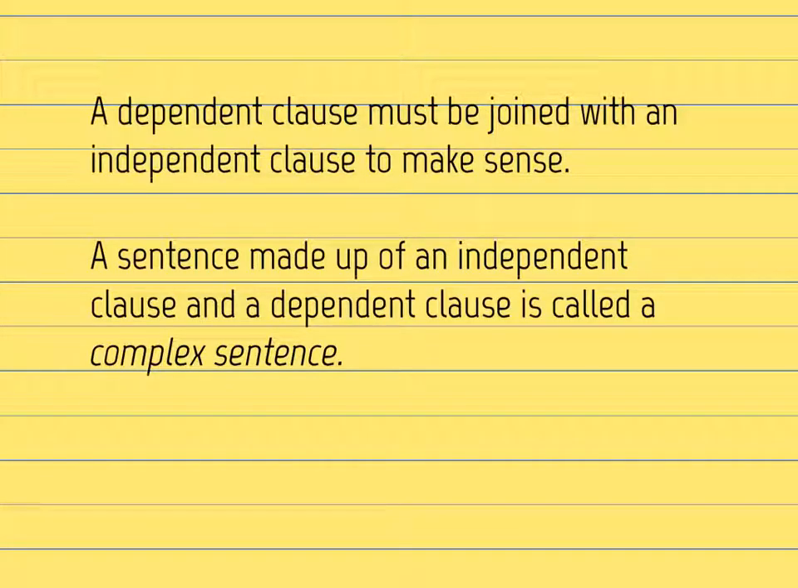So when we have a dependent clause, it has to be joined with an independent clause in order for it to make sense. And when we have a sentence that's made up of an independent clause and a dependent clause, that is called a complex sentence.